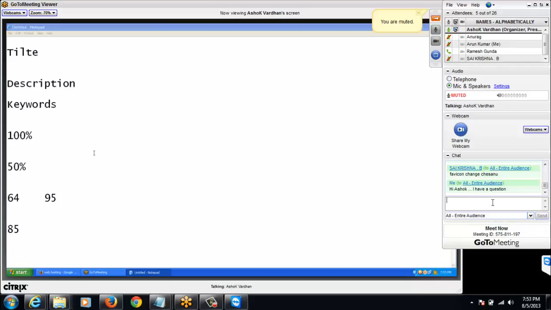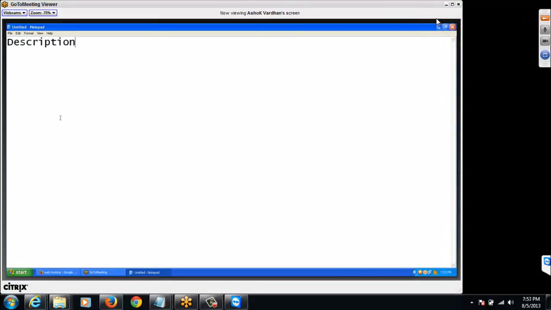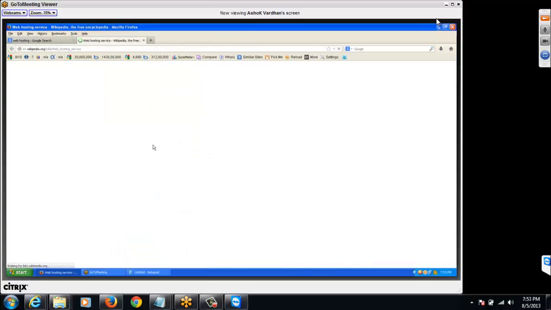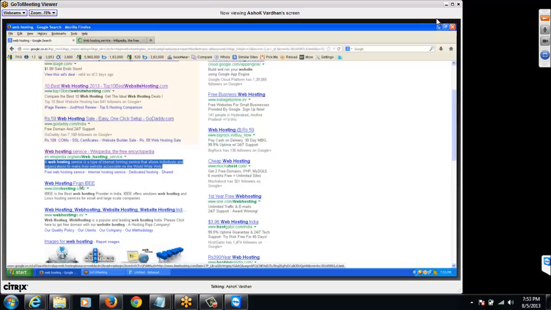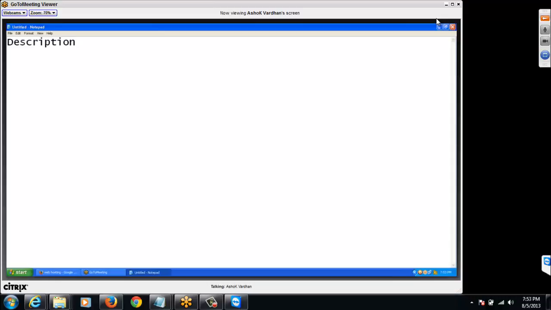Next important thing is description. Here descriptions we can find only in search engines. We cannot find the description in our web pages. In this page also we cannot find this short description. Please write down the syntax. First one, meta name equal to description, content equal to 128 to 150 characters. This is the syntax.